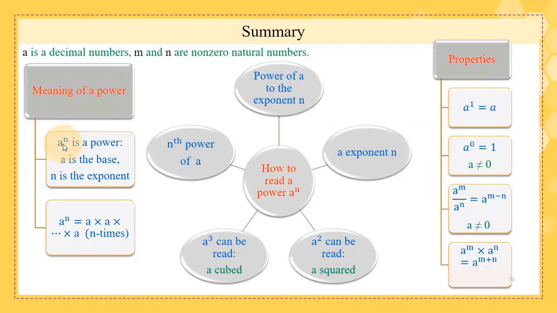Summary. So a exponent n is a power where a is the base, n is the exponent. A exponent n equals a multiplied by itself n times. To read a power: power of a to the exponent n, nth power of a, or a exponent n. Also, a exponent 3 can be read a cubed, and a exponent 2 can be read a squared. Properties: a exponent 1 equals a, a exponent 0 is equal to 1, a exponent m over a exponent n equals a exponent m minus n, and a exponent m times a exponent n equals a exponent m plus n.